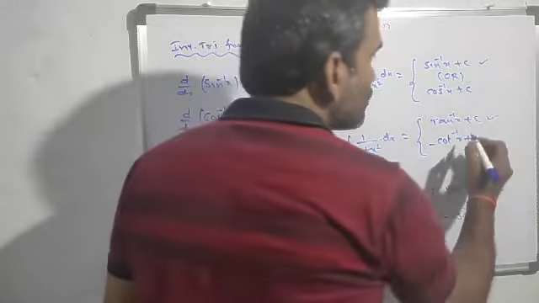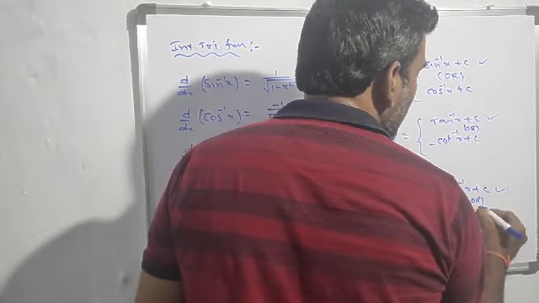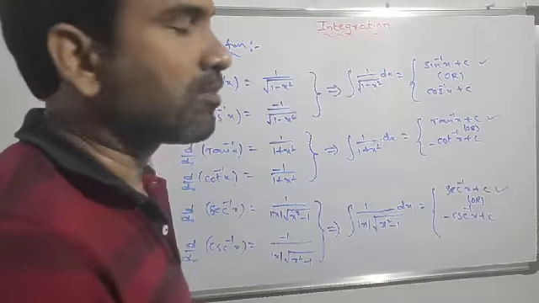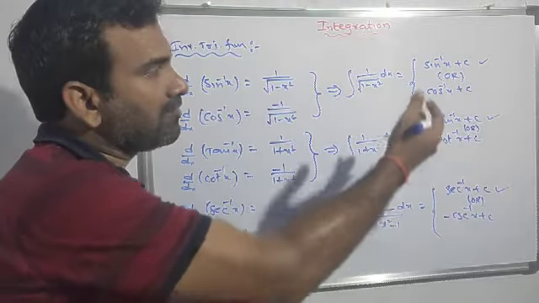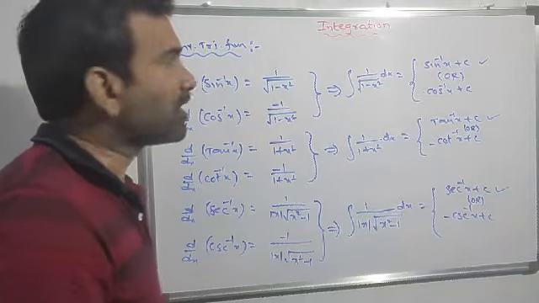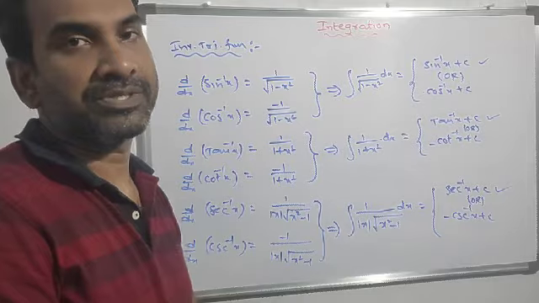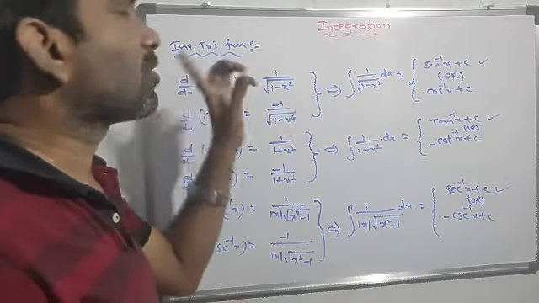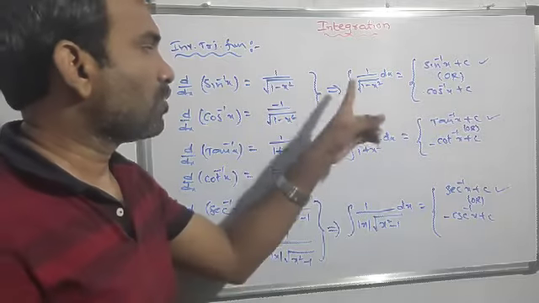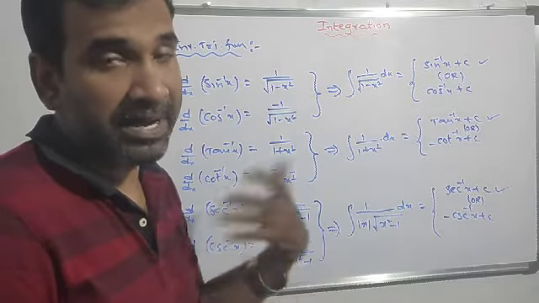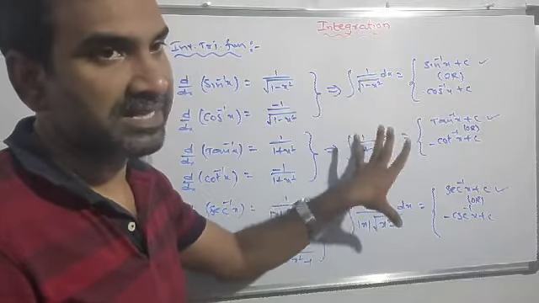Or otherwise you can take this value also. In these two formulas you can take any one value, but mainly we are preferring those values only. So these are the differentiation values and integration values for the inverse trigonometric functions. Understand? So only three formulas, if we practice and know this.